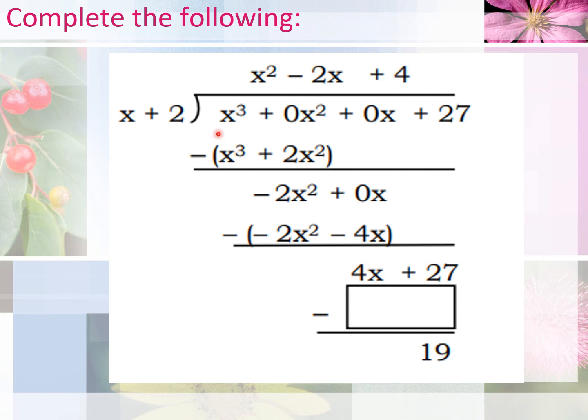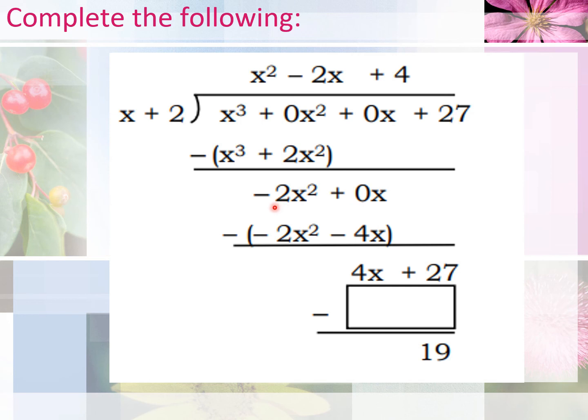Start tayo sa dividing. X cubed divided by x is x squared. Subtract lang tayo ng exponent. 3 minus 1 is 2. Then, proceed tayo sa multiplication. X squared times x is x cubed. X squared times 3 is 3x squared. Then, proceed tayo sa subtraction. X cubed minus x cubed is 0. Kaya wala na dito. 0x squared minus 3x squared magiging negative 3x squared. Dahil nag-change ng sign dito sa ating subtrahend, magiging negative to. Then, bring down tayo ng 0x.